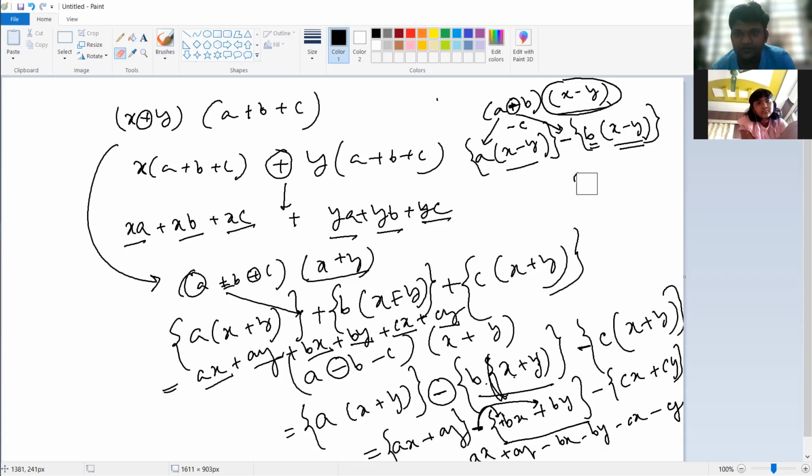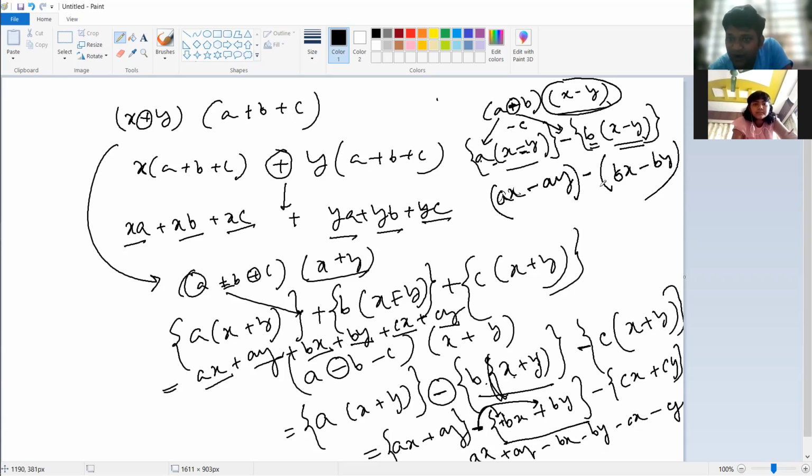So I just want this one. This one will be ax minus ay. Right? This is simple. Bracket, second bracket or first bracket, whatever you feel like, you can take it. Next, bx minus by.